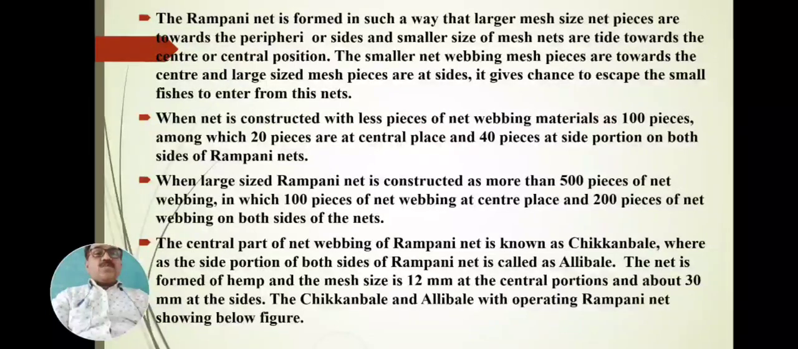The Rampani net is formed in such a way that larger mesh size net pieces are toward the periphery or sides, and smaller mesh size nets are tied toward the center portion. Those net webbing pieces which are smaller size are toward the central position, and those which have larger mesh size are toward the periphery, the sides.